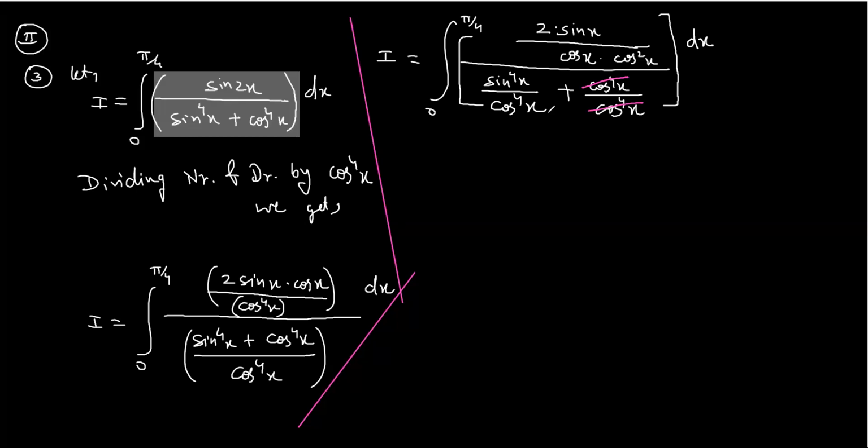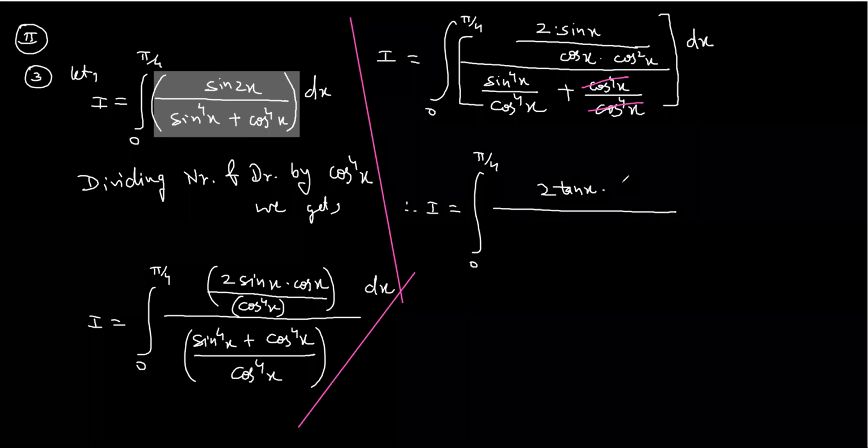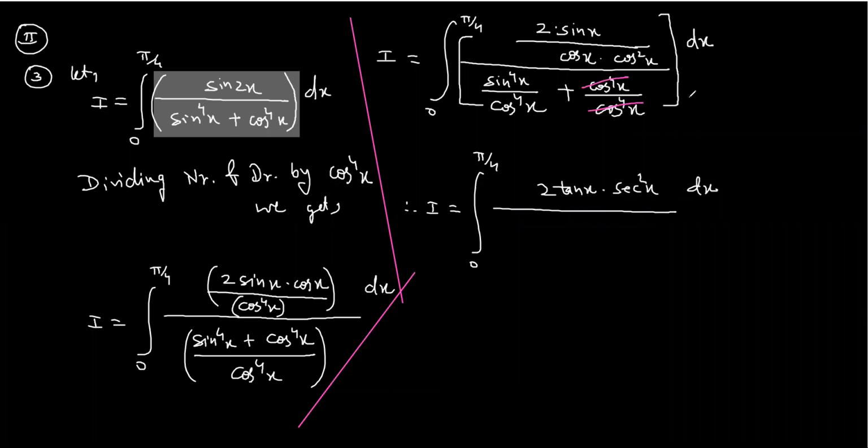This cos raised to 4x is cancelled. The next step I get is therefore I equals 0 to pi by 4, and I get here 2 tan x. 1 upon cos square x is sec square x dx. 2 tan x and 1 upon cos square x, sec square x dx. Here sine raised to 4 upon cos raised to 4 is tan raised to 4x, tan raised to 4x plus 1.